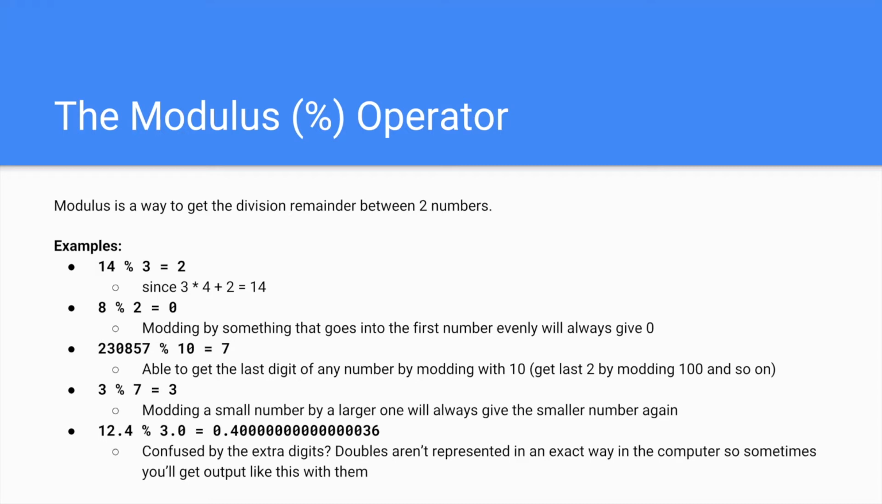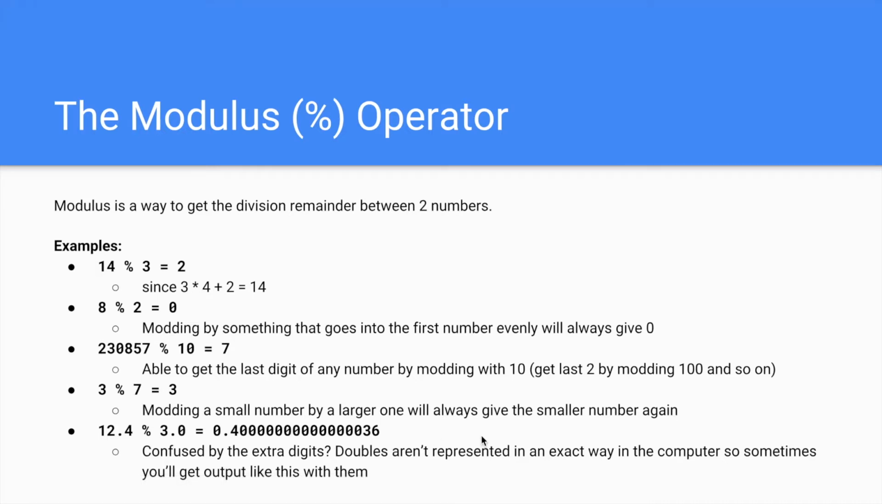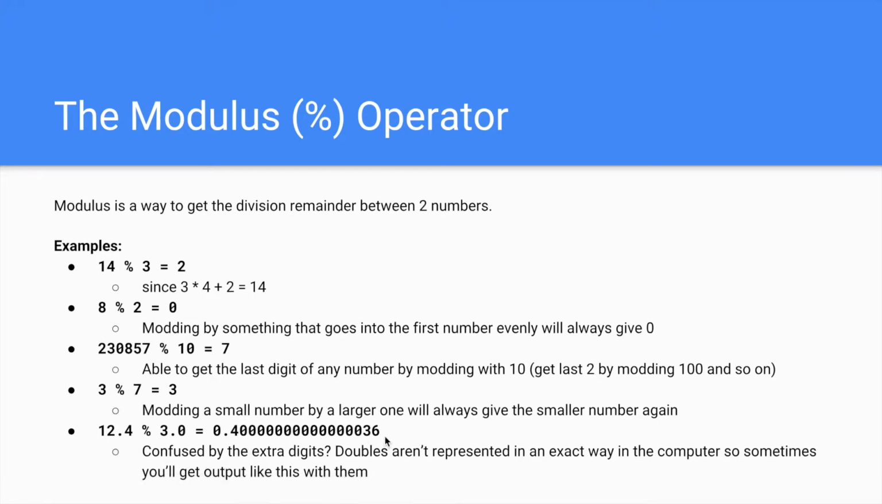And then 2.4 mod 3.0 gives you 0.40036. So the extra digits come from the fact that doubles aren't represented in an exact way in the computer, so sometimes you get weird output because of this imprecision. And in a later tutorial, we'll talk about how to use formatting to get rid of these extra decimal places. But just something to keep in mind as you're doing math with doubles.